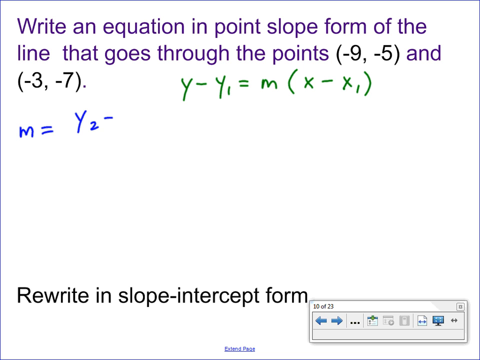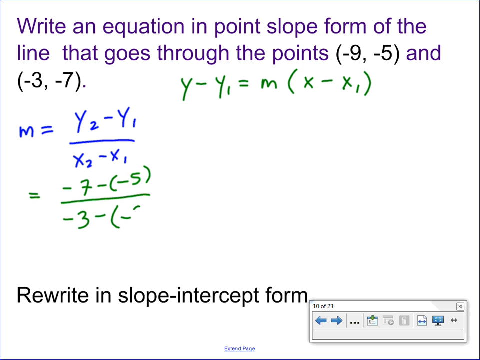I know that's y sub 2 minus y sub 1 all over x sub 2 minus x sub 1. I'll go ahead and plug in my values from the points to calculate the slope. Everybody go ahead and do this now. So I'll do negative 7 minus a negative 5 all over negative 3 minus a negative 9. I know that's equivalent to negative 7 plus 5, which is negative 2. Negative 3 minus negative 9 is negative 3 plus 9, which is 6. And so I'm getting negative 1/3.